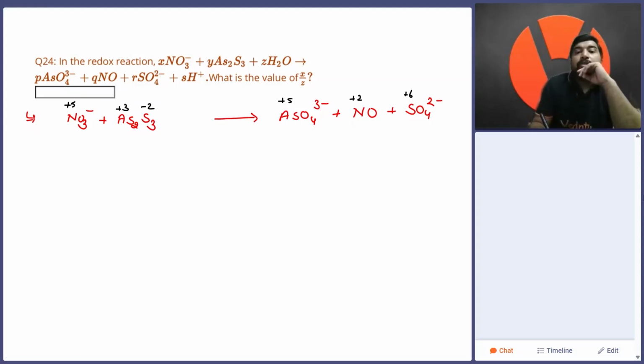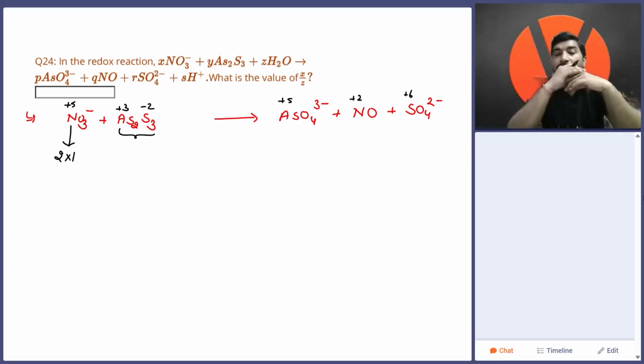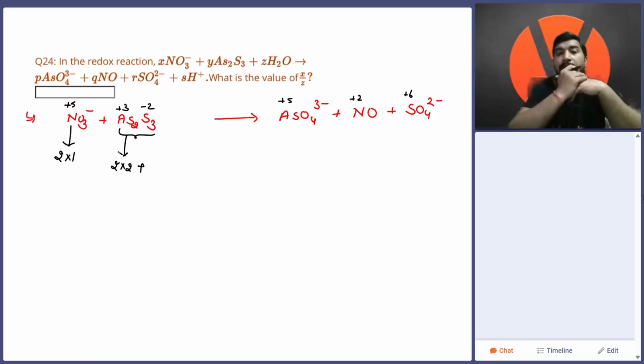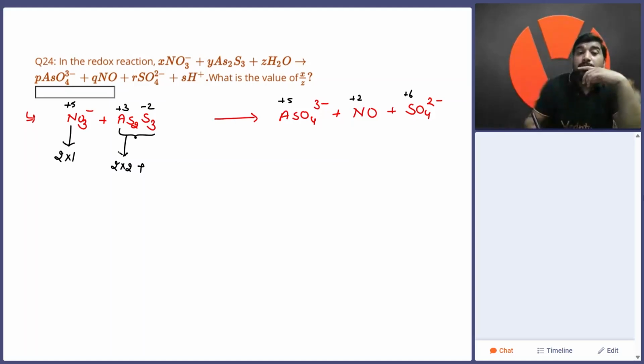So nitrogen is going to reduce. How much change in oxidation state? That is 2. How many nitrogen are present? 1. In this case, both arsenic and sulfur are going to oxidize. So how much change do we need to find? Arsenic will go from +3 to +5. It means there is a change of 2 and there are 2 arsenic present. For sulfur, the change in oxidation state is 8, and how many sulfur are present? That is 3. So 8 into 3, the sum. So the net change in oxidation state is 28.